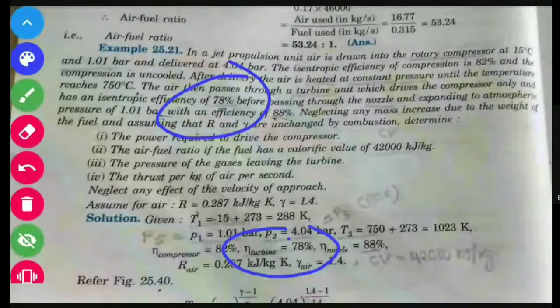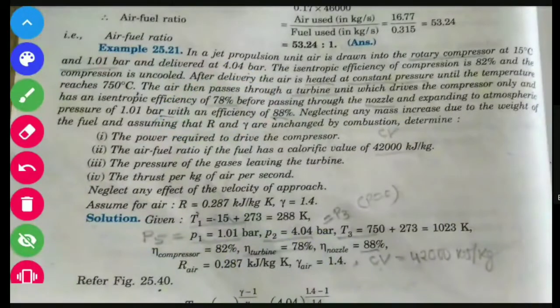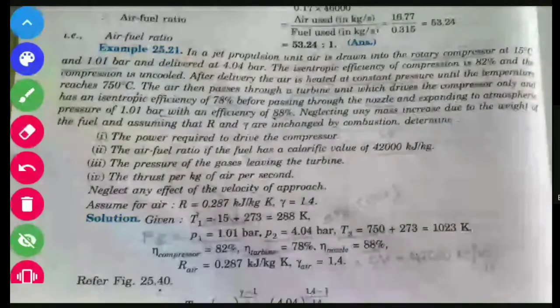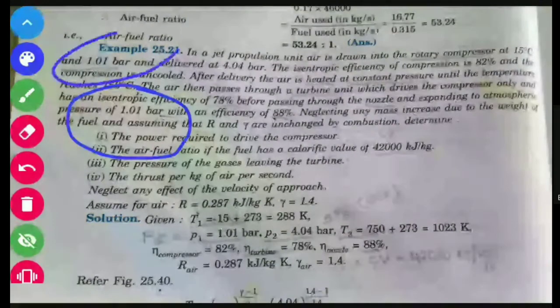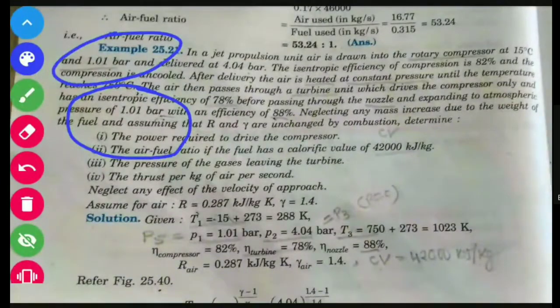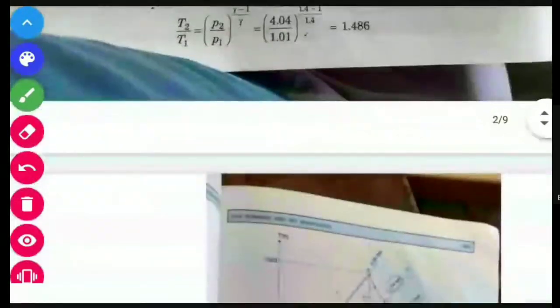Before passing through the nozzle and expanding to atmospheric pressure of 1.01 bar. We mentioned that from the turbine, it enters the nozzle and expands to atmospheric pressure of 1.01 bar. That means this is 1.01 bar, and the initial pressure is also 1.01 bar.